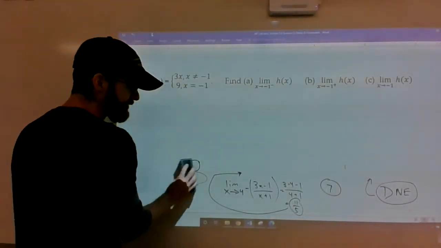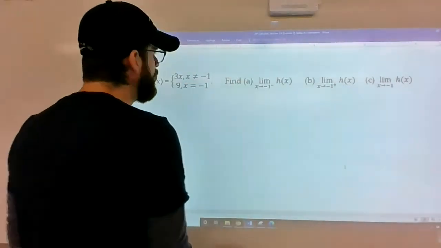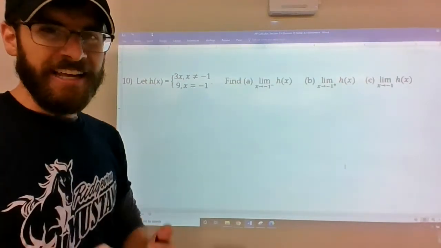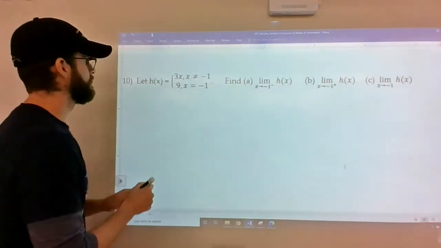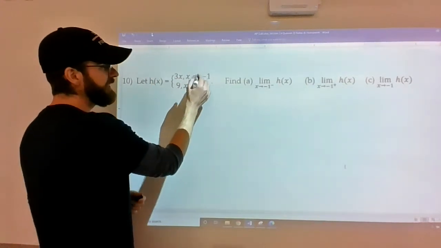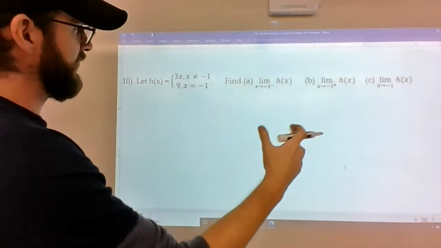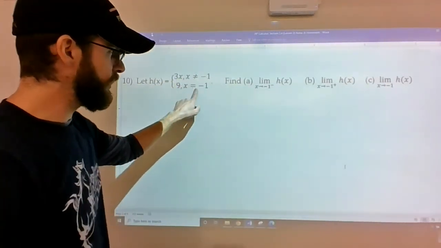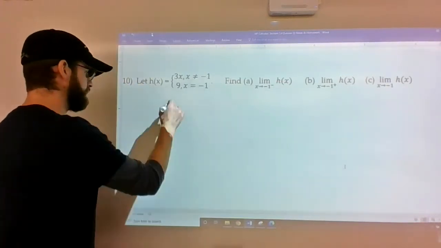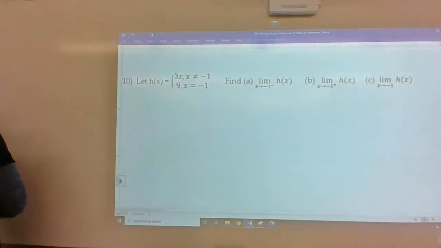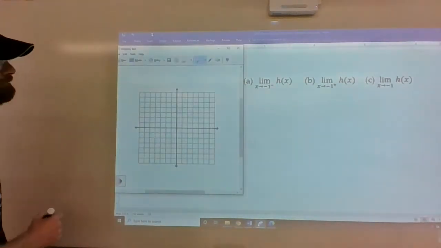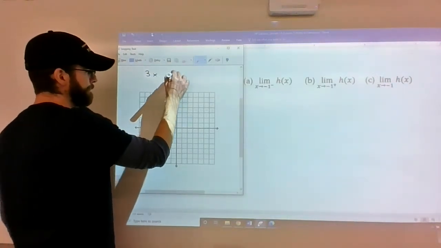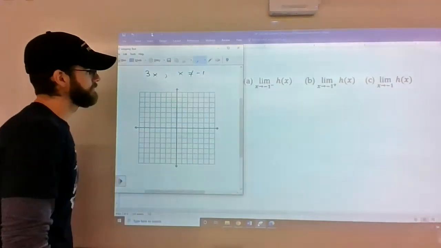All right, and here's our last one. Hopefully you've had the endurance to last the 16 minutes and 34 seconds so far. Hang with me just for one more example. You got a piecewise that just doesn't have a less than or a greater than. It's just got 3x, and then a not equals, and then 9, and a does equal. So I'm going to sketch this really quick. It said the function equals 3x, but x can't be negative 1.